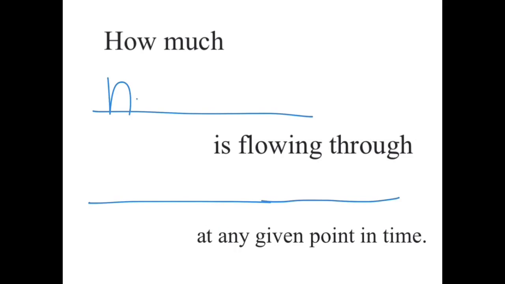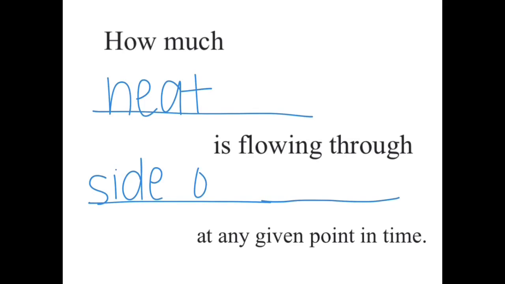The arrows entering and exiting the surface give us a good idea of how we can define flux. It's how much of something, in this case heat, is flowing through a surface, in this case a side of brownie, at any given point in time.